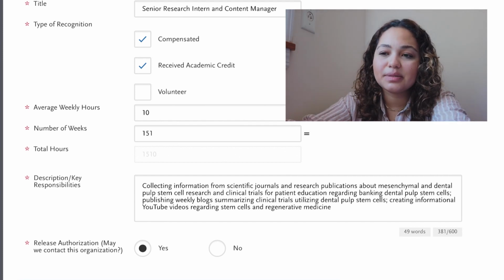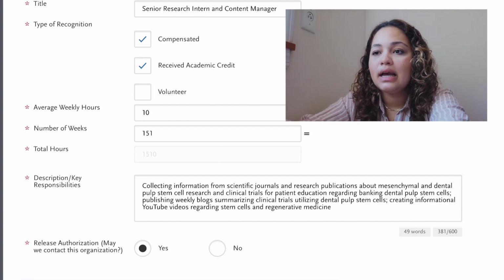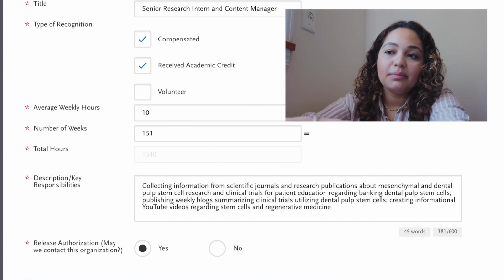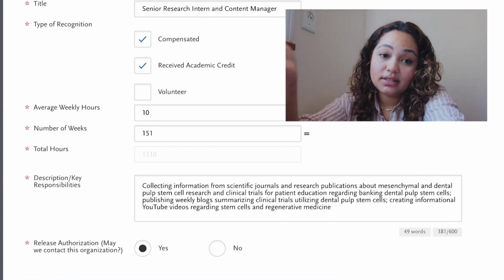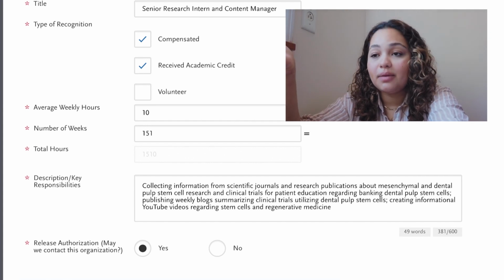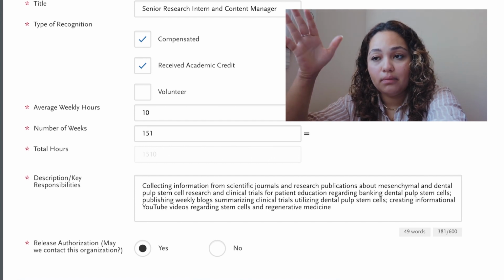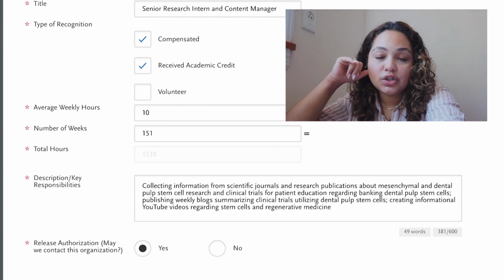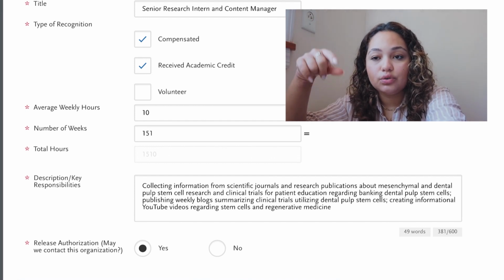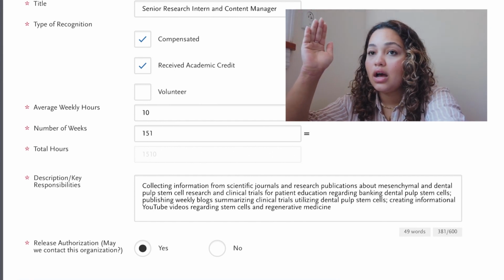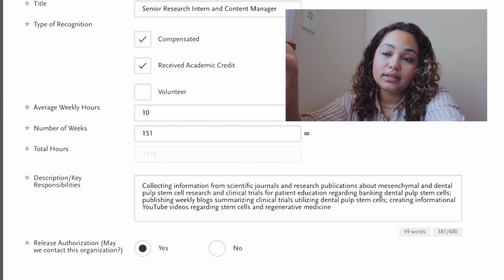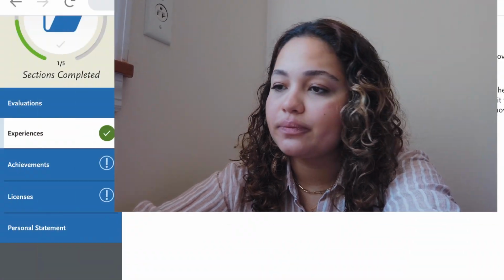So this one I think is a good experience and how I wrote about it. As you can see, I put two categories here. I put that I was both compensated and that I received academic credit, because both are true. I was paid for the job, and also I received academic credit from my institution, because my major allowed me to convert a certain number of internship hours into either a 2 credit or a 3 credit class, which was pretty cool. Let's do a volunteer position.